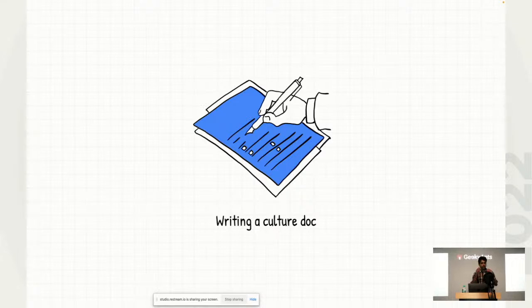It can be at a company level as well, but what I mean here is more of a design culture doc. It is basically just a list of design philosophies that you have. The idea to write it down is to ensure that all of your teammates are on the same page regarding those design philosophies.